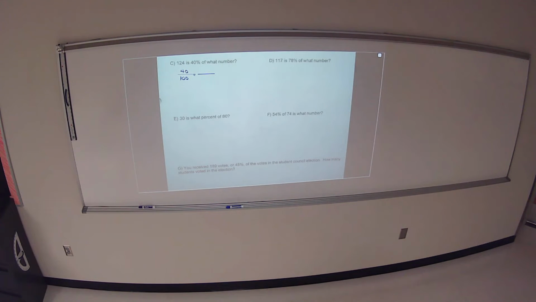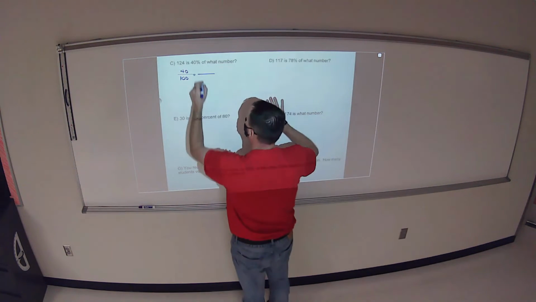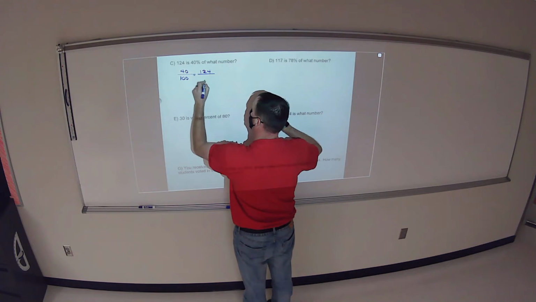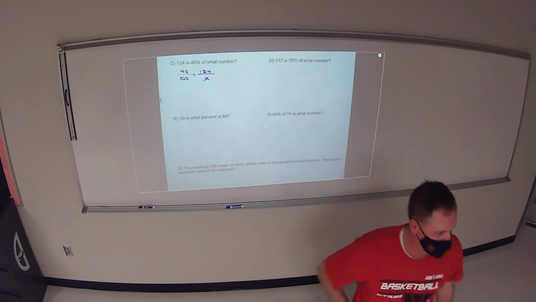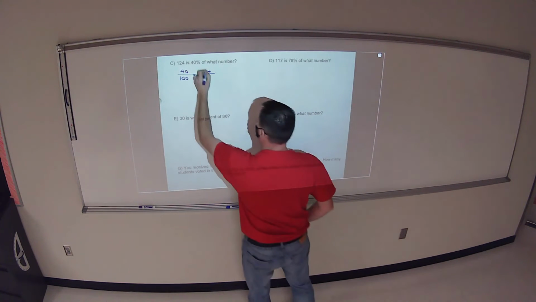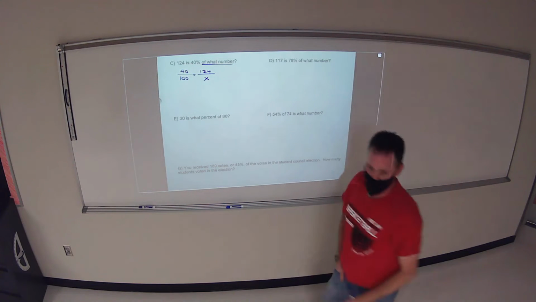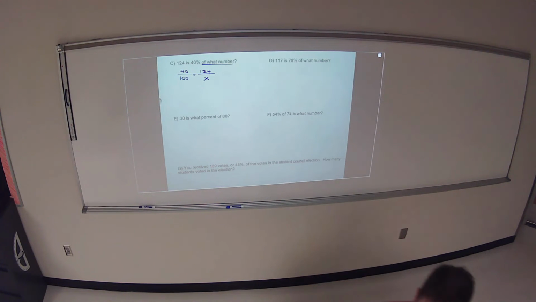Okay, what's the keyword with 124? Is. So where does that have to tell us to go, on the top or the bottom? On the top, because it's is over of. So 124 is on the top. The only spot left for my variable is on the bottom. And again, I would point out it says of one number. And remember, the of always goes on the bottom. So that again tells me my variable's on the bottom here.